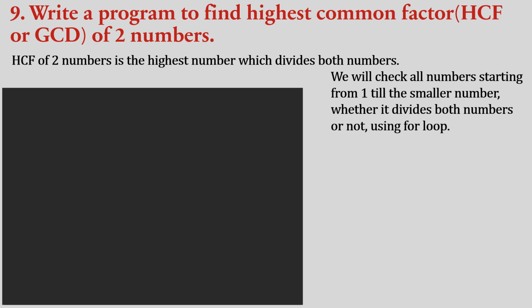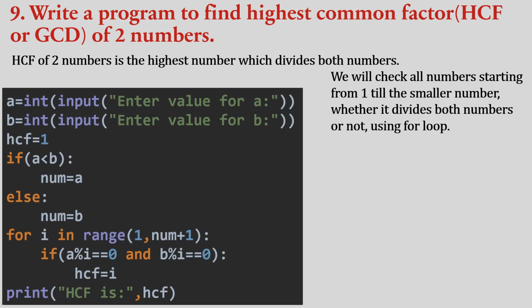That means suppose you want to find out the HCF of 12 and 15, then we will take the smaller number which is 12, and our loop will continue from 1 till 12. It will check one by one if any of the numbers divides both 12 and 15 or not. So if it divides, then we will just store that number. Here we have taken a variable HCF. We will assign that value to HCF, and it will print that this is the HCF.